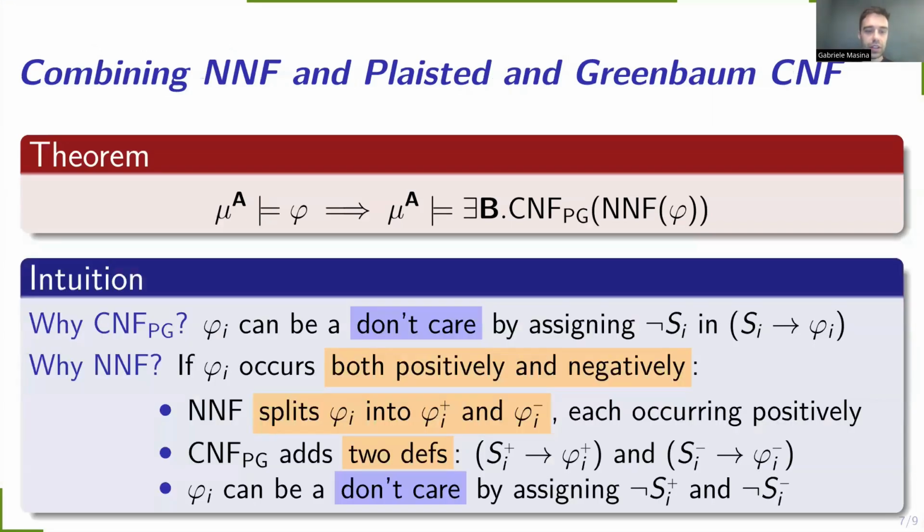The reason is that the Plaisted and Greenbaum encoding labels subformulas with a single implication, and the definition can be ignored by assigning the corresponding atom to false. Why NNF? The reason is that if a subformula occurs with double polarity, instead of adding a double implication, NNF splits it into its positive and negative occurrence, which will be labeled with two different atoms with two different definitions, which can be both ignored by assigning the corresponding atoms to false.